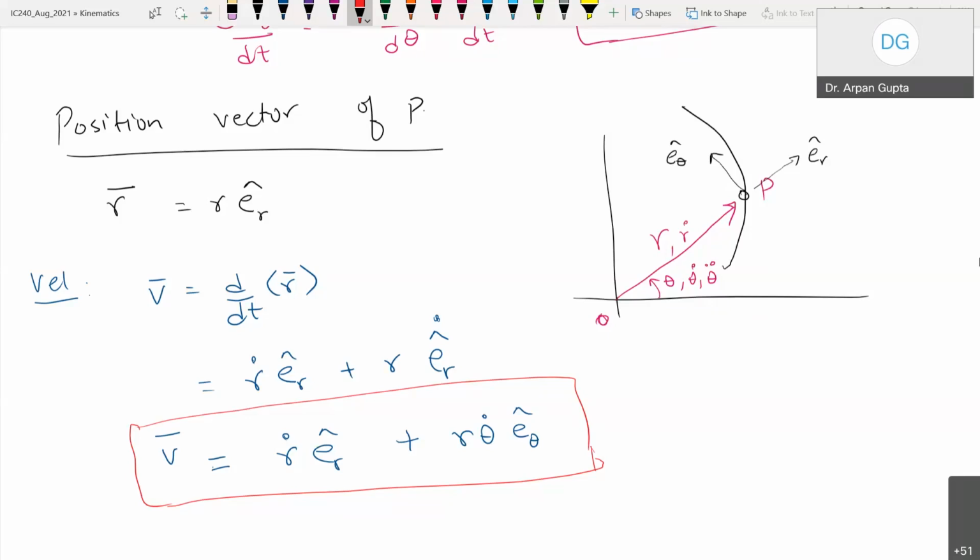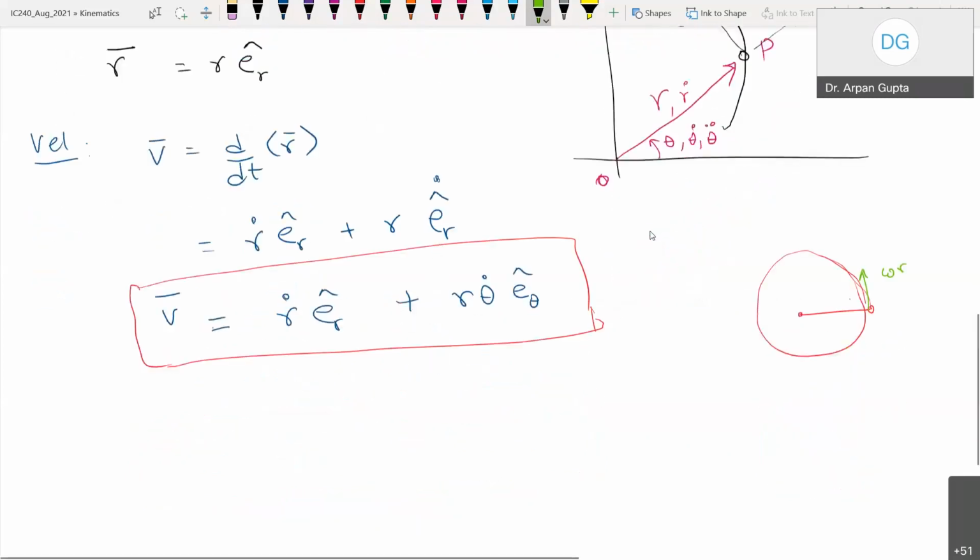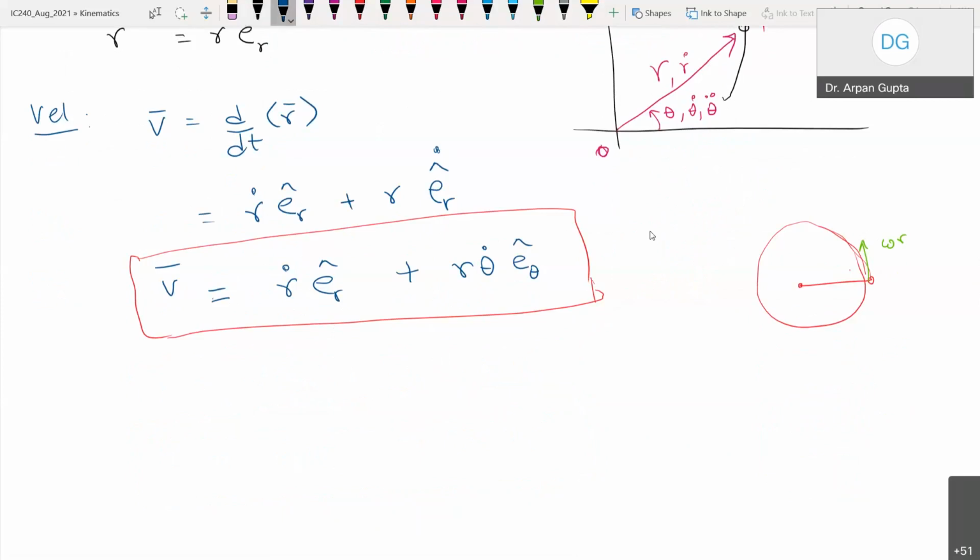Also from these equations we can go to a more simplified case of circular motion. In case of circular motion, r is constant and r dot is 0, so if you substitute r dot as 0, what you get is that the velocity is always tangential. So if I have a fixed point and a circular motion taking place, then you know that velocity is equal to omega r. Next is acceleration, and here there are going to be some new concepts that you may not have seen before.